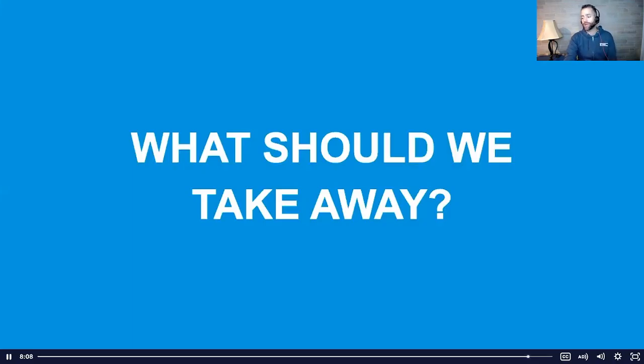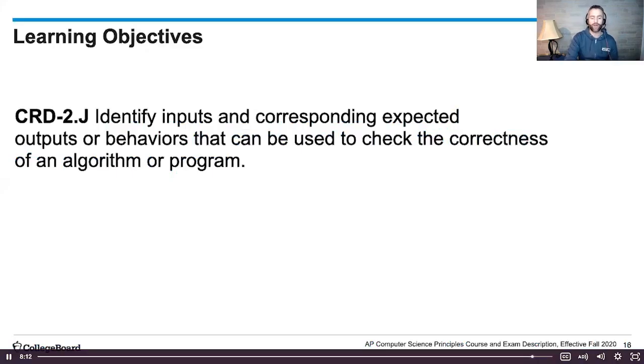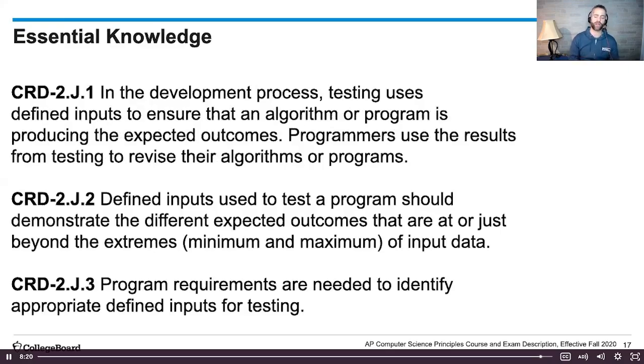All right, so what should we take away from this AP Daily video? Well, we should be able to identify inputs and corresponding expected outputs or behaviors that can be used to check the correctness of an algorithm or program. Right? And we should be able to understand all of the different aspects of the development process and how testing is a part of that process.